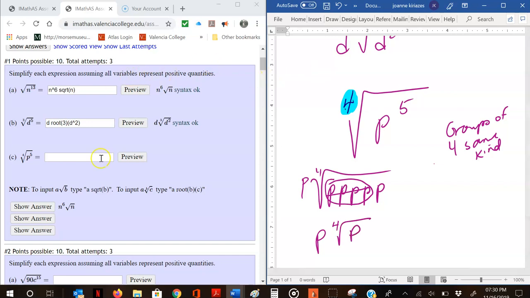Let's practice entering that in iMathAS. So p. Now be very careful too. Notice I use a lowercase p. iMathAS cares. And then since it's not a square root, we have to say root, and then whatever the index is, 4, and then whatever your radicand is. So in our case, it was p. Okay. And we'll just check our answers. And I think we did it right, so we look great. Let's try the next problem.